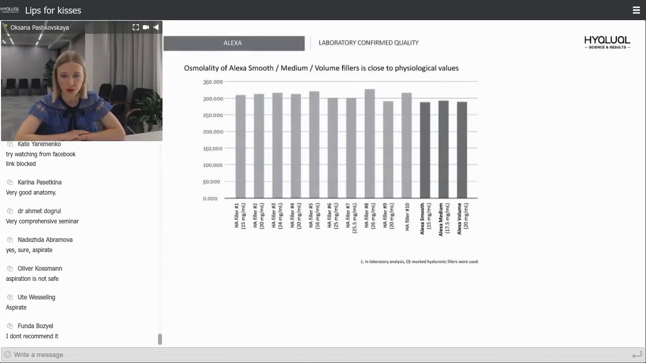And also about physiological, close to physiological values, osmolarity.